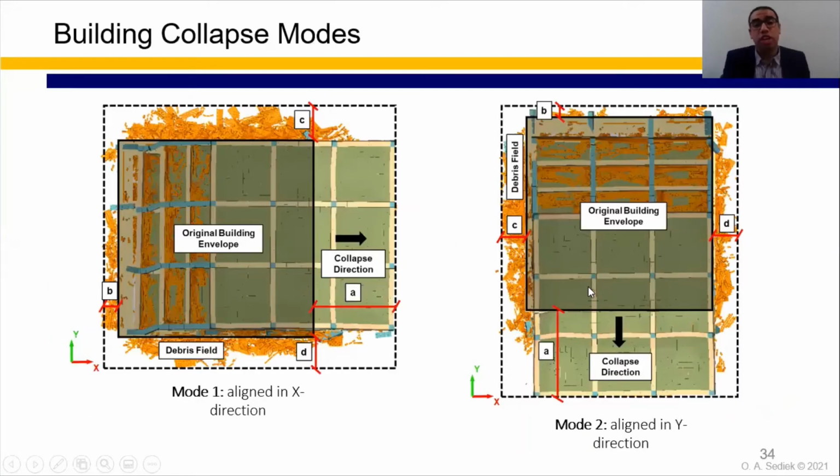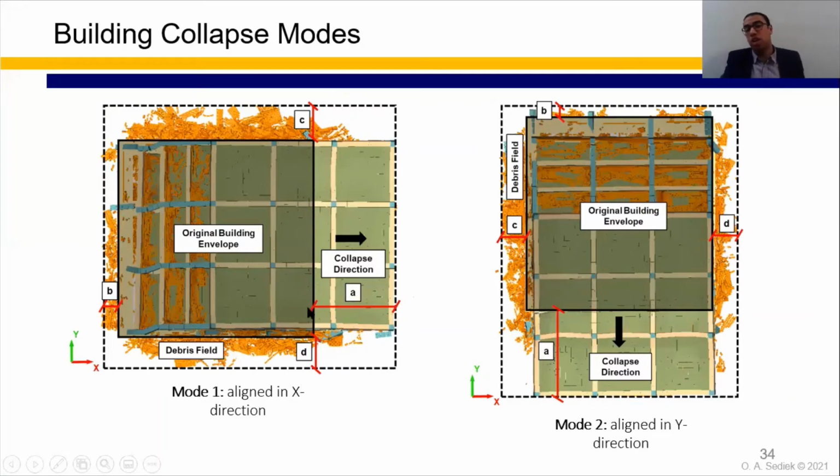So based on the simulation results, we found that the buildings are collapsing in one of 4 modes. Mode 1 means that the building is collapsing aligned in the X direction, while mode 2 means that the building is collapsing aligned but in the Y direction. And as we can see here, this is the extent of debris around the building.